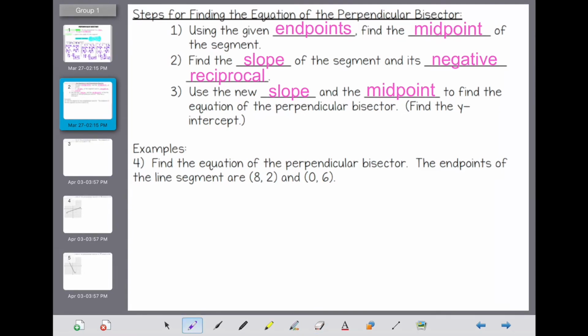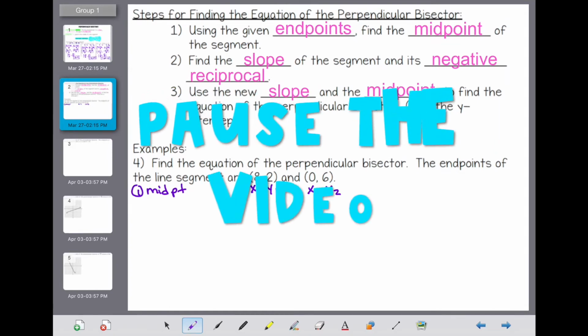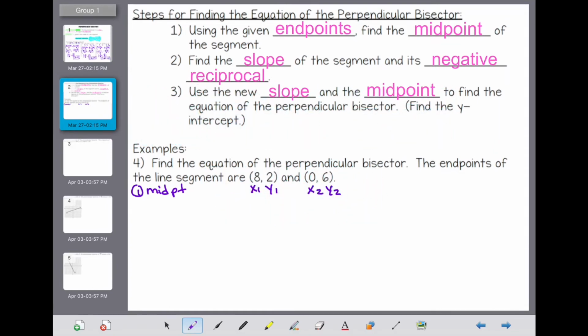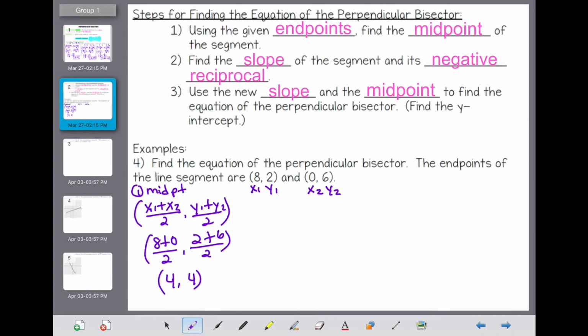So in our fourth example, we are trying to find the equation of the perpendicular bisector when the endpoints of the line segment are 8, 2, and 0, 6. So our very first step is to find the midpoint. So to find the midpoint, I take a look at my endpoints. So we have 8, 2, that would be x1, y1, and 0, 6, so that would be x2, y2. And then I'm going to use the midpoint formula to find the midpoint. So pause the video here so you can practice. If for the midpoint you got 4, 4, you are correct.